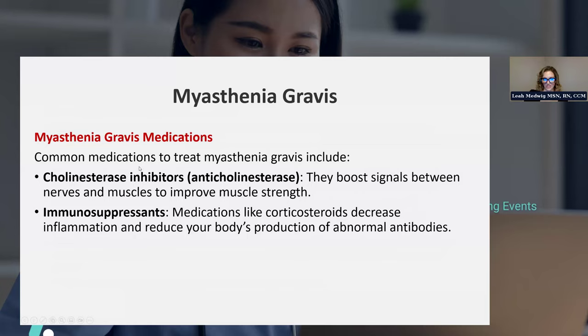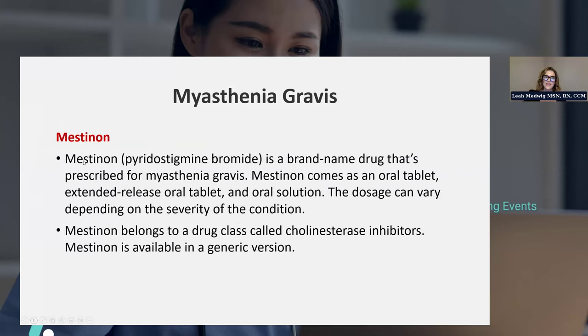So again, the medications we just talked about prior to looking at our patient: cholinesterase inhibitors boost the signals between nerves and muscles to improve muscle strength. And the immunosuppressants, like a corticosteroid, help to decrease inflammation and reduce the body's production of abnormal antibodies. Specifically this Mestinon drug comes as an oral tablet, an extended release oral tablet, or oral solution. The dosage is variable depending on the severity of the condition. Mestinon belongs to the drug class of cholinesterase inhibitors.